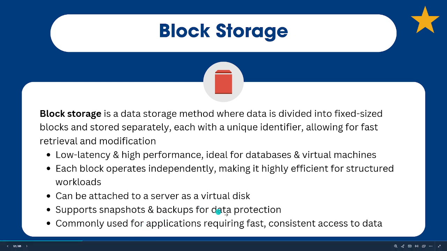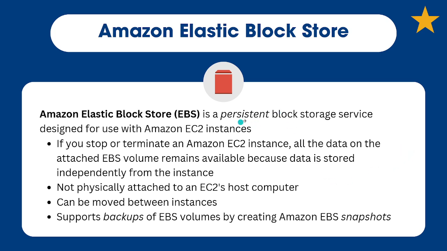So it's commonly used for applications requiring fast, consistent access to data. And of course, that's if you don't want your data to disappear. It's persistent, which is kind of the big talking point of block storage. So Amazon Elastic Block Store is a service that provides block storage. It's a persistent block storage service designed for use with Amazon EC2 instances. So if you stop your EC2 instance, all the data on the EBS volumes, which is another word for the storage, remains available because the data is stored independently from the instance.